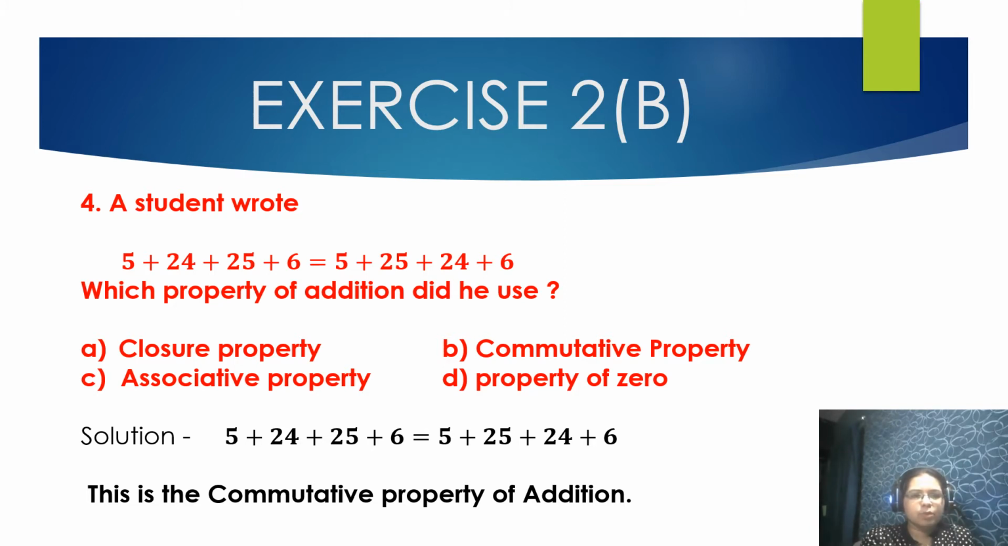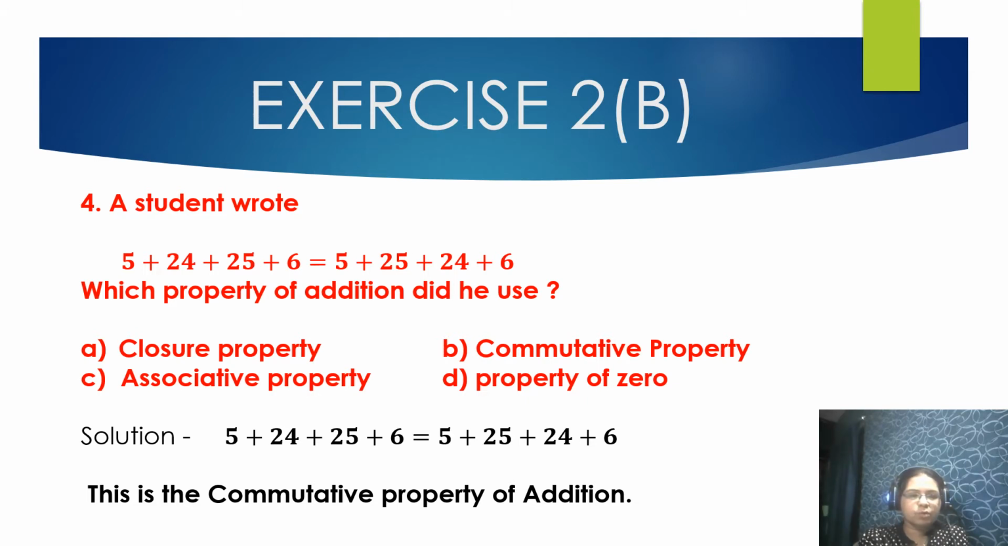Now we solve question number 4. A student wrote 5 plus 24 plus 25 plus 6 equal to 5 plus 25 plus 24 plus 6. Which property of addition did he use? First option is closure property, second is commutative property, third is associative property, and fourth is property of 0.